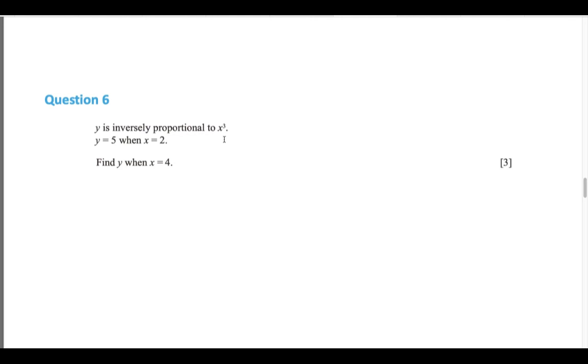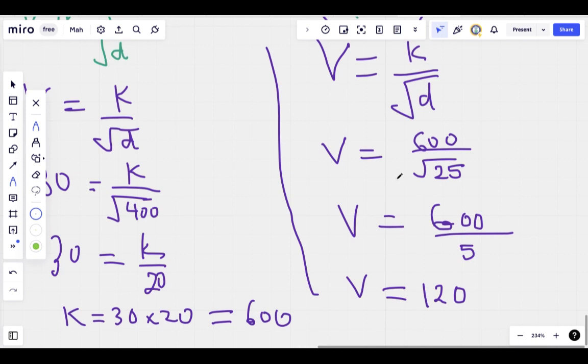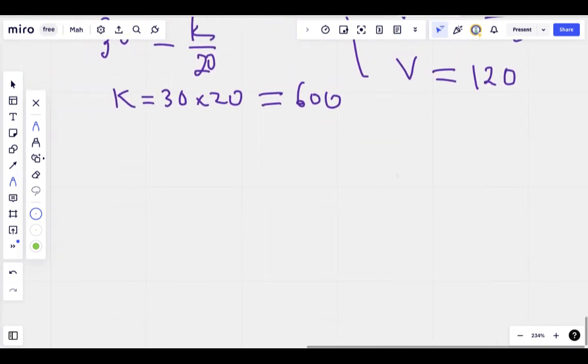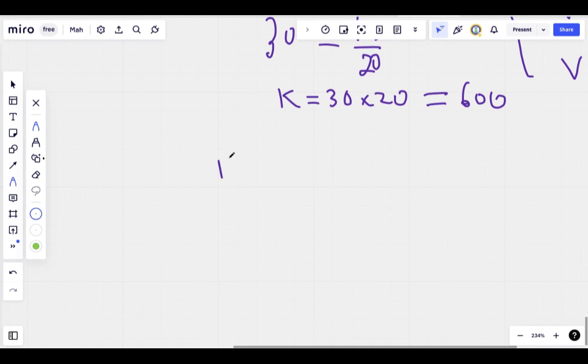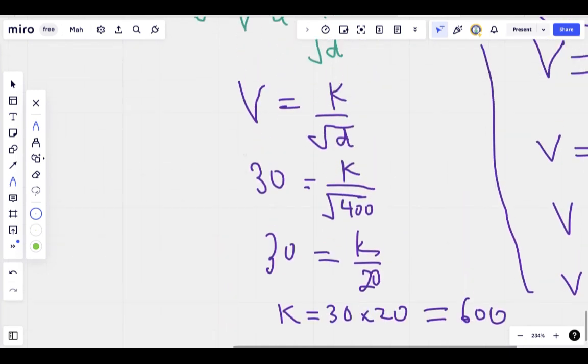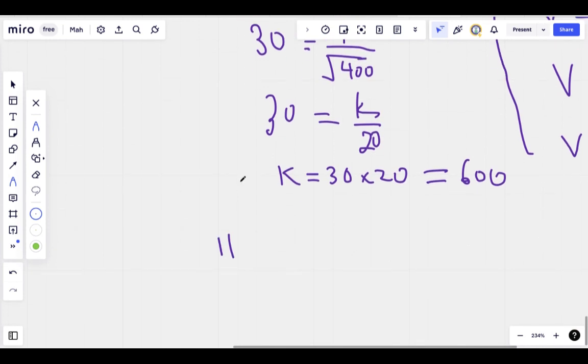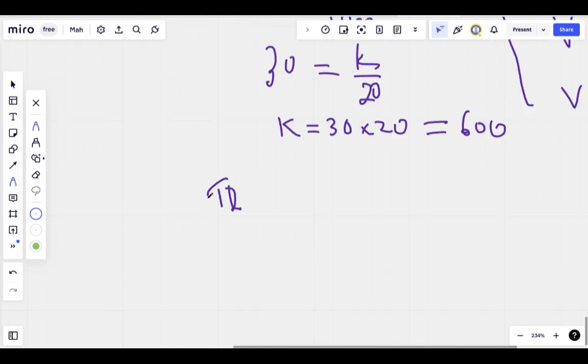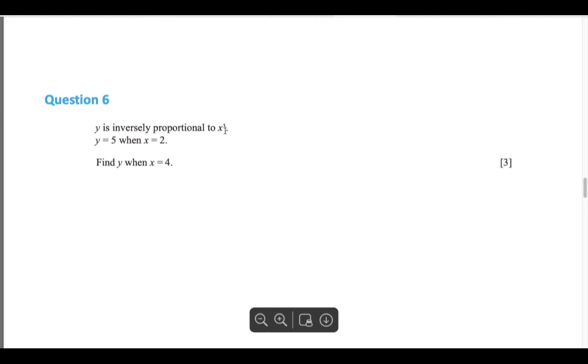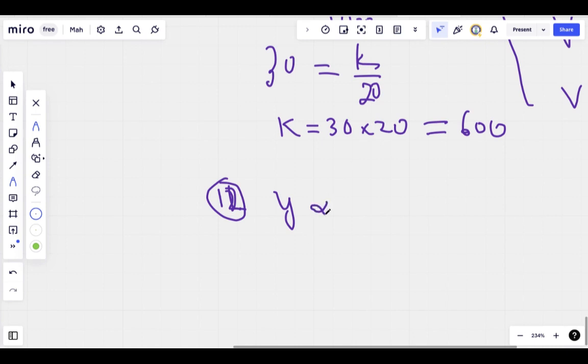So y is inversely proportional to x raised to power 3. Y is inverse, question number, is it 11 or 12? I wrote 11 before. Question number 12. Let's see the question again. Y is inversely proportional to x cube. Anytime it's inversely, just say 1 all over x cube.